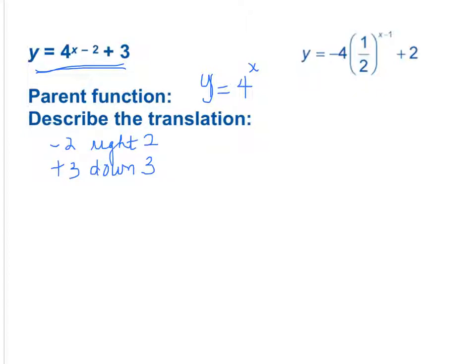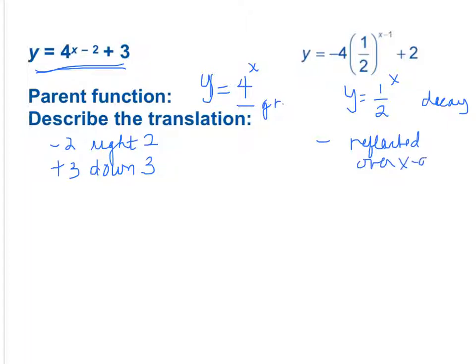So over here we have the parent function is going to be y equals 1/2 to the x power. This one was growth. This is decay. All right, so that's our parent function. Decay. Okay, and then the minus out in front is reflected over the x-axis. The minus 1 is to the right 1, and the plus 2 is up 2. So all those same transformations can be used with exponential functions.